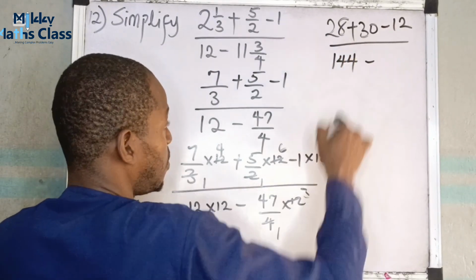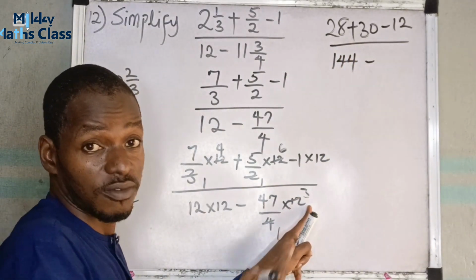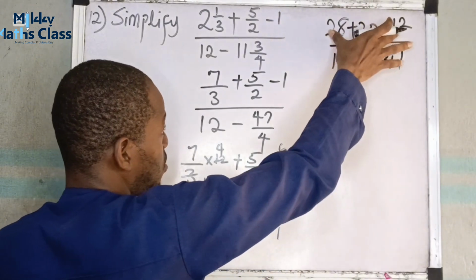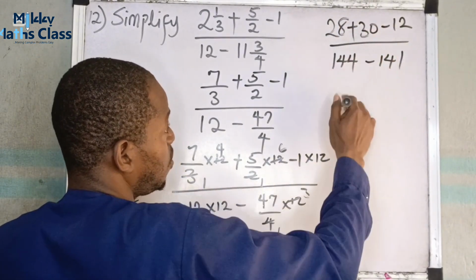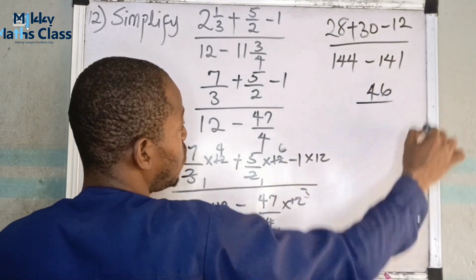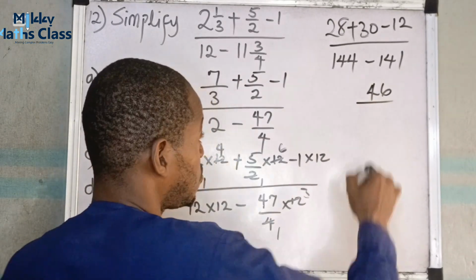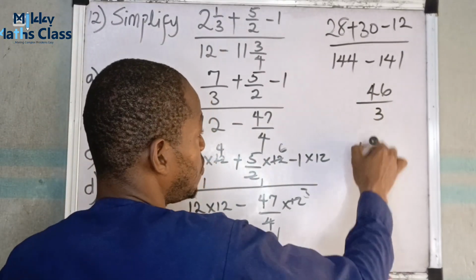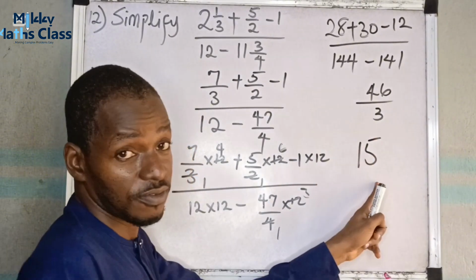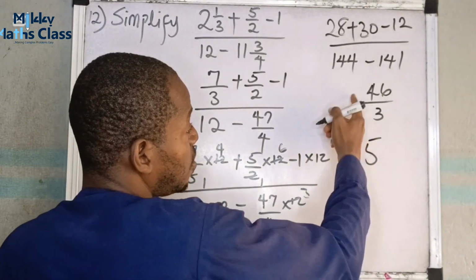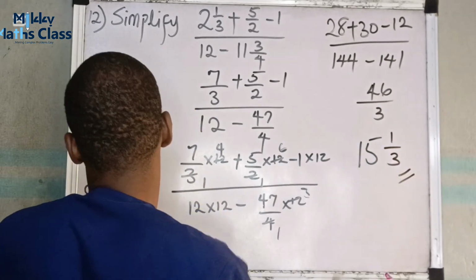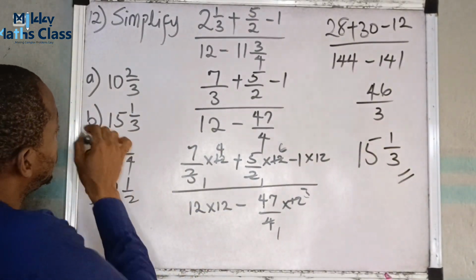144 minus 47 times 3 is 141. So let's finish up. This minus this, everything here will give us 46, and this minus this will give us 3. Now how many 3s will we see here? 15, because 3 times 15 is 45. 46 minus 45 is 1, so remainder 1 over 3. Okay, so that's option B.